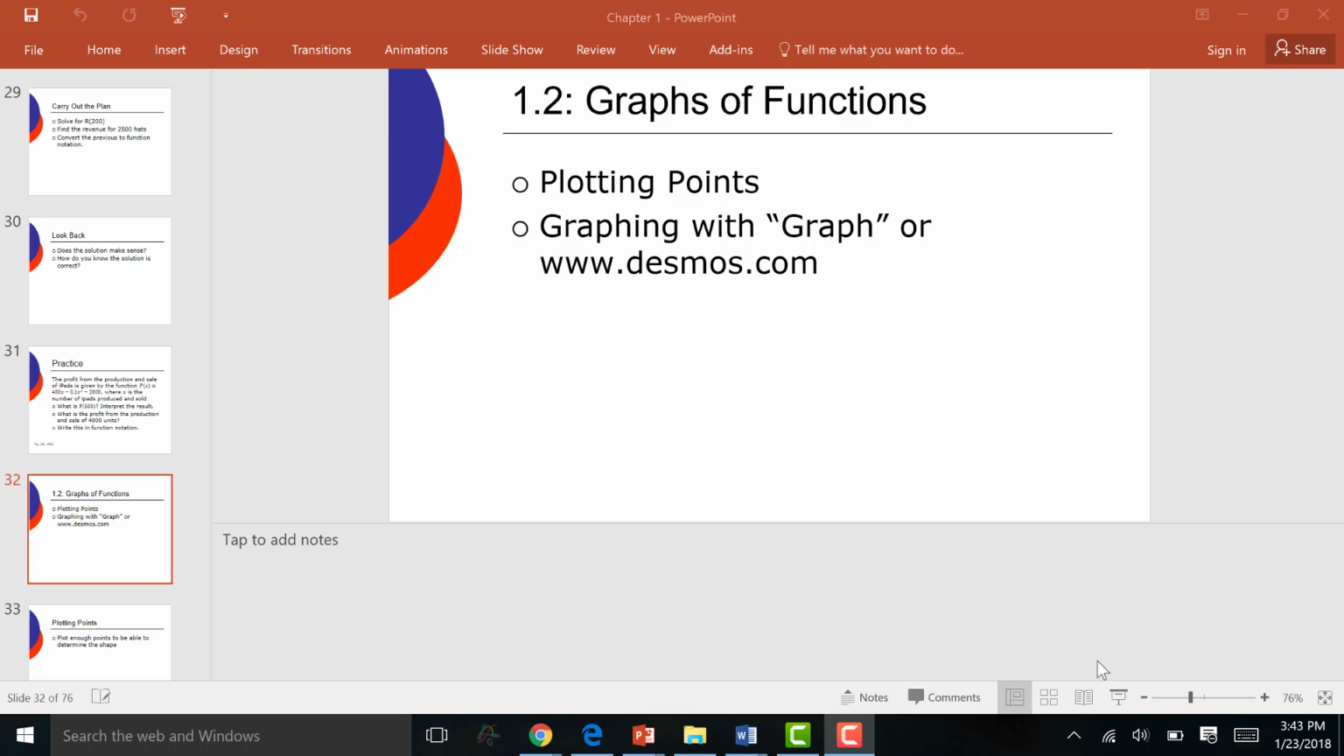All right, so section 1.2, we're going to start talking about how to graph some of these functions. In the previous section, we started talking about the different types of functions. What were the basic types I showed you on the board that you had to determine if it was a function or not? I gave you 4 different types: numerical, algebraic, verbal, and graphical.